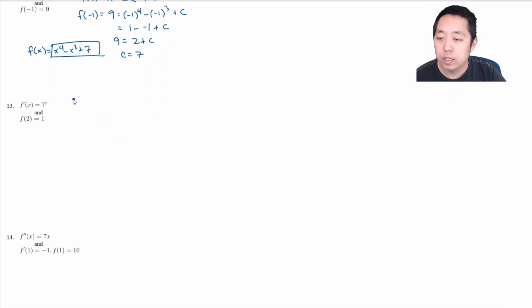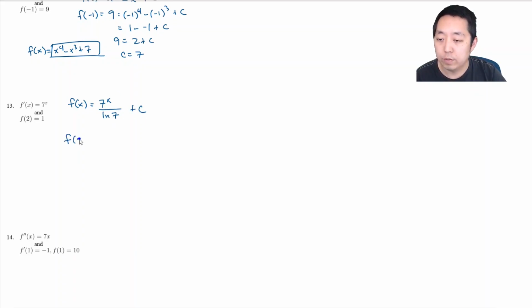Okay. Here, to do the antiderivative, I know that in general it's 7 to the x. If I were to take the derivative of this, I'd have to multiply by the natural log of 7. So to undo that, I've got to divide by the natural log of 7, and then plus c.